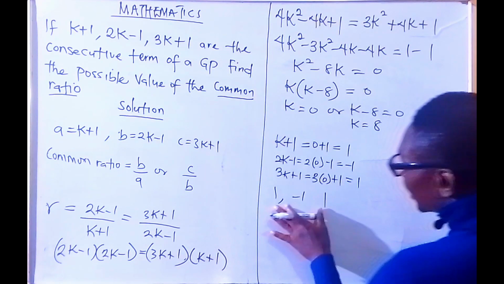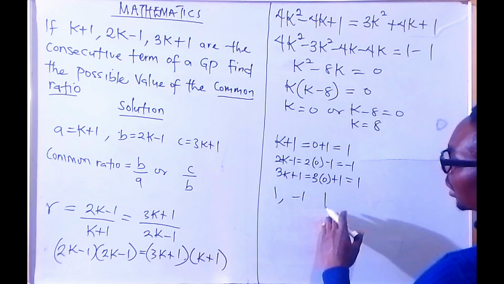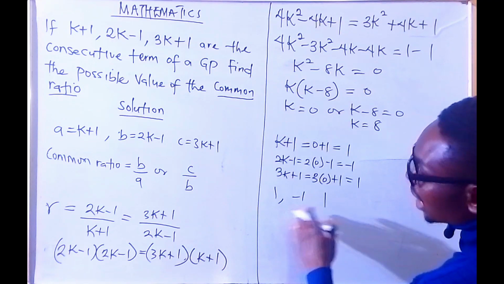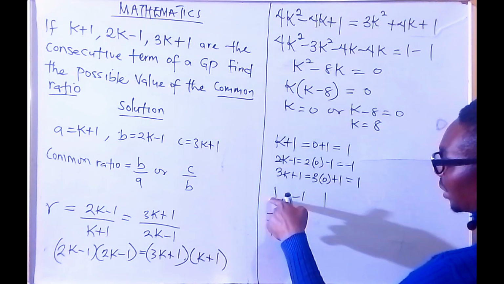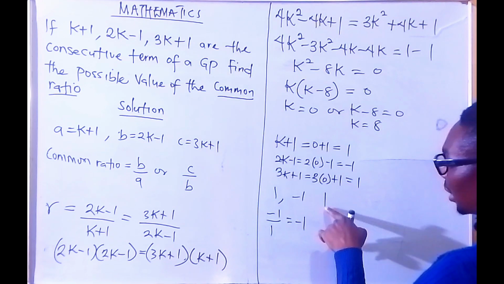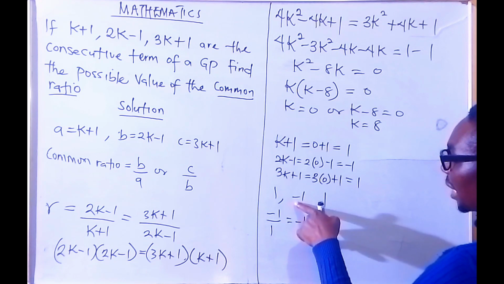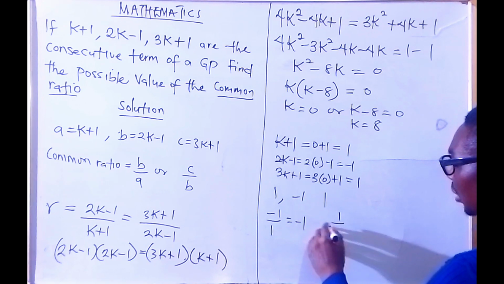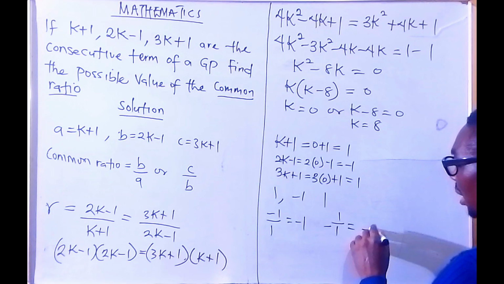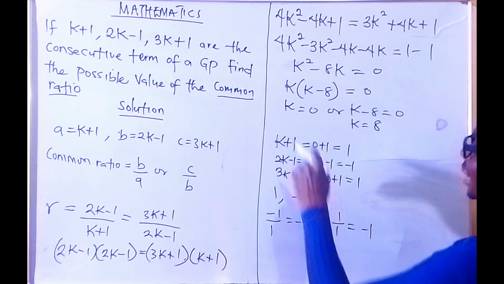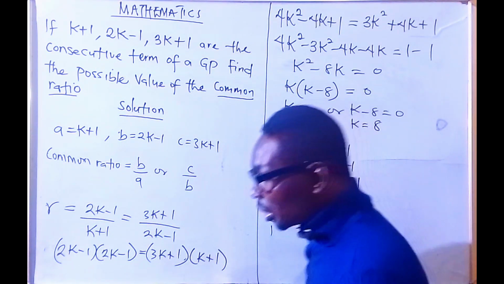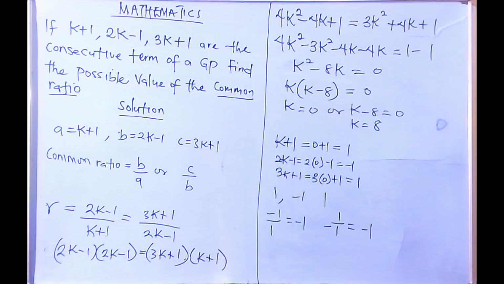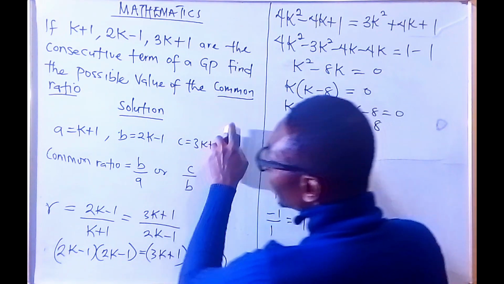To find the ratio here, we want to know whether the common ratios are the same. If I say minus 1 divided by 1, that is the second term divided by the first term, I'll still have minus 1. If I say the third term divided by the second term, that is 1 divided by minus 1, you still have what? Minus 1, all true. So it means that when k is equal to 0, the common ratio is minus 1. Okay? Now, let's go further.